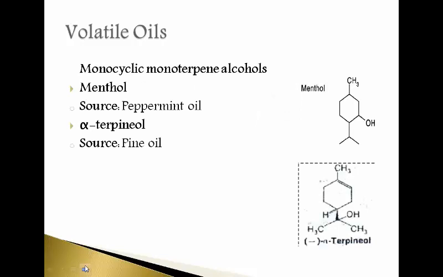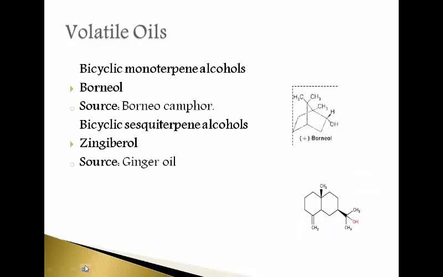The monocyclic monoterpene alcohols include menthol, and it is present in peppermint oil, having a single ring in its structure. The example is alpha terpineol. It is also monocyclic monoterpene, having 10 carbons, and it is present in pine oil. Bicyclic monoterpene alcohol include borneol, present in borneo camphor, and it has 2 rings in its structure but 10 carbons, that is why called bicyclic monoterpene alcohols.